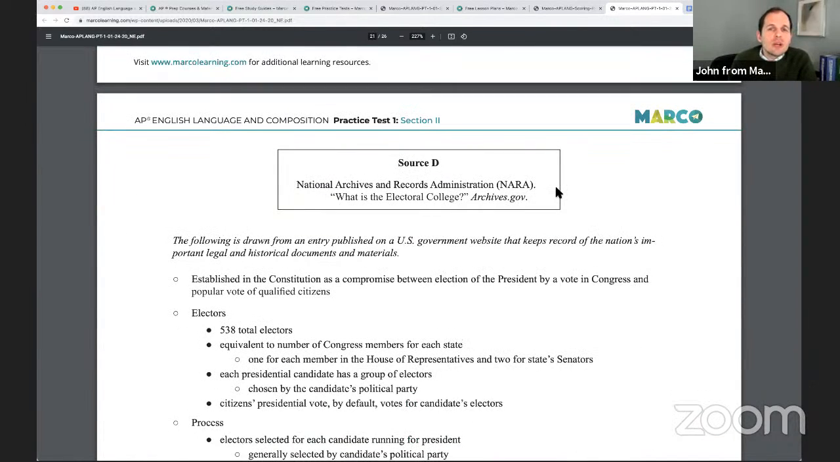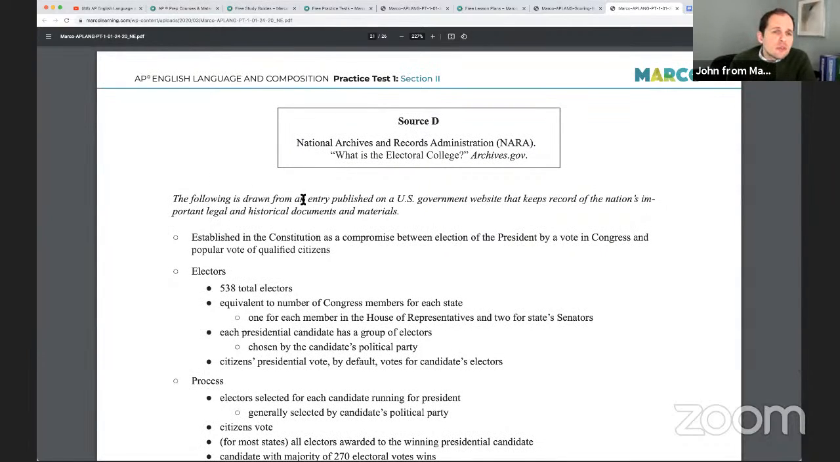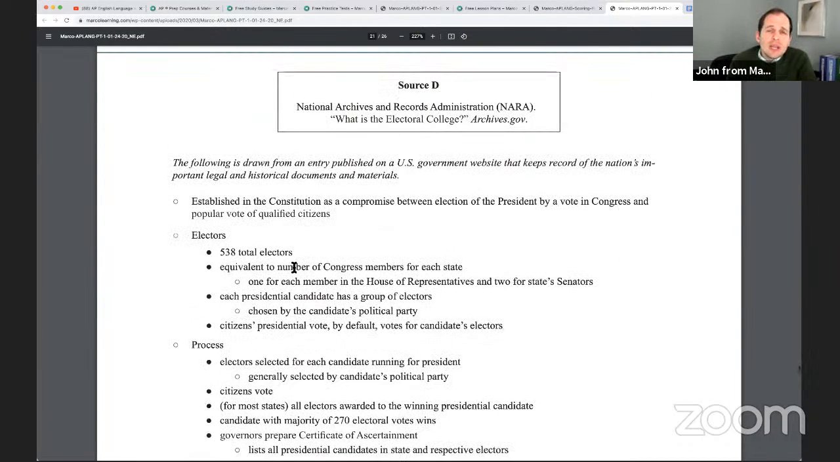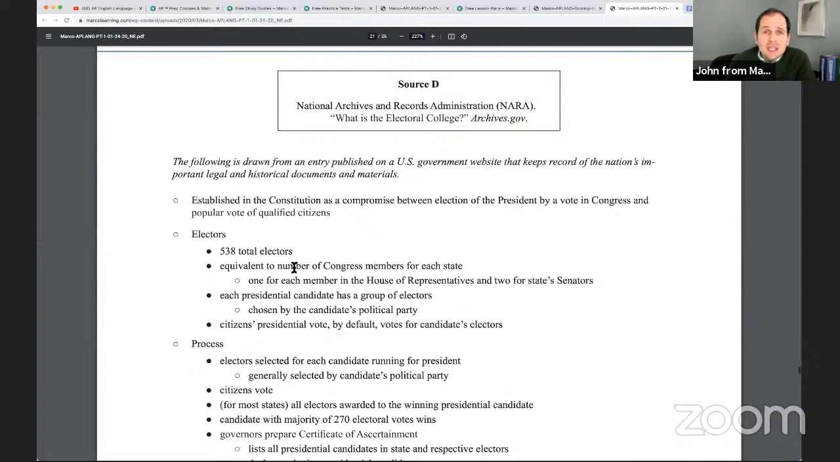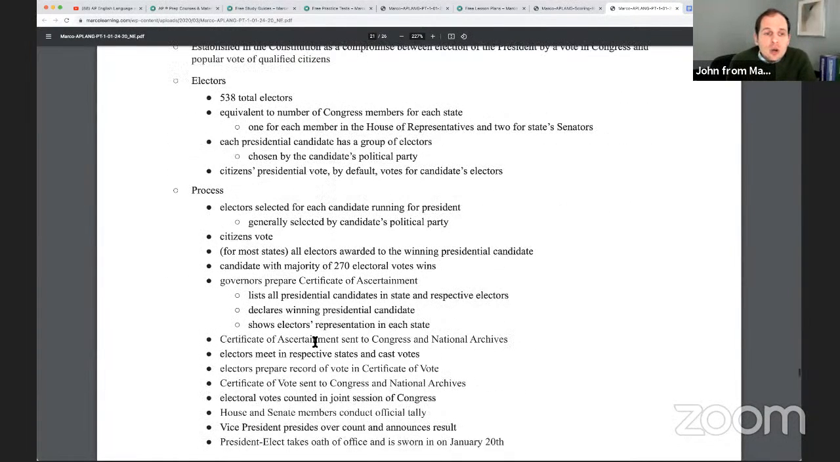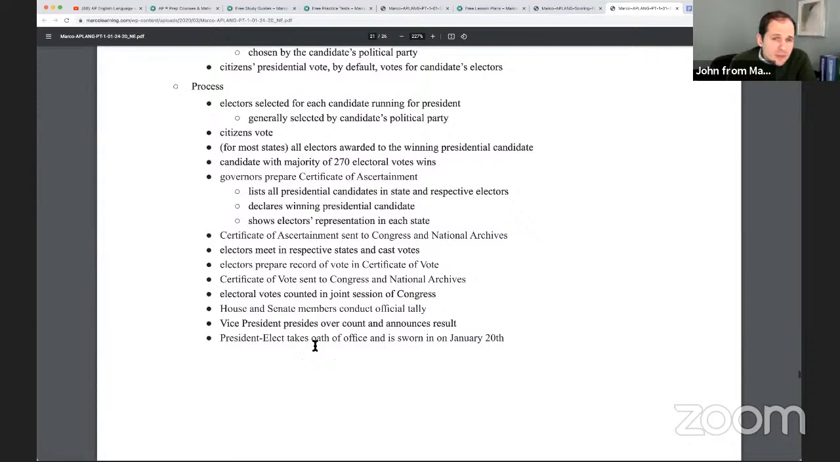D, National Archives records. What is the electoral college? Okay, the following is drawn from an entry published that keeps record, blah, blah, blah, established. Oh, here's some basics. This is like a little Wikipedia list of what I need to know about the electoral college. I don't really need this until I'm going to cite it later. So I'm just going to scan over these. I'm going to skip that.